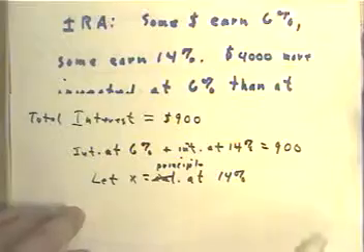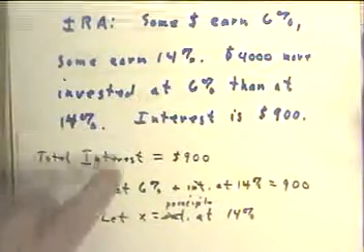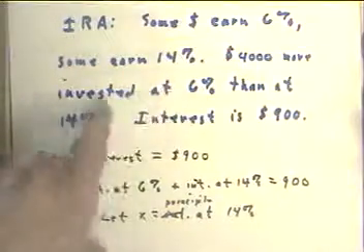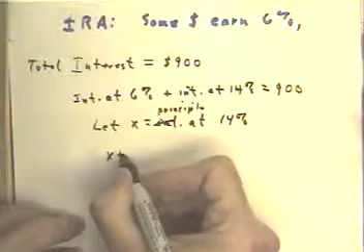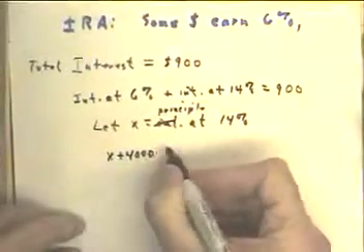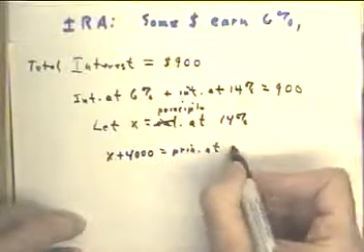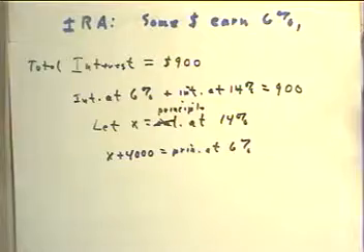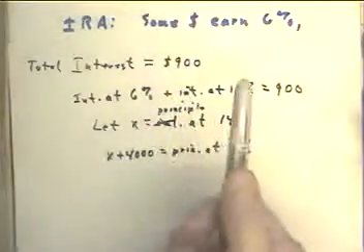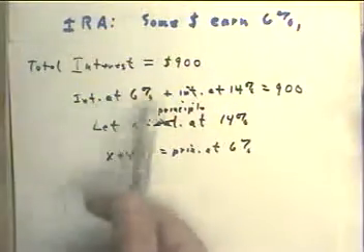Okay, now what can we do now that we know that? Well, we see that there's $4,000 more invested at 6% than at 14%, so X plus 4,000 is the principal at 6%. And now let's see, we see that the interest at 6% plus the interest at 14% is $900. How could we express that?